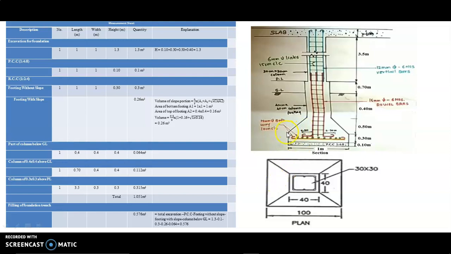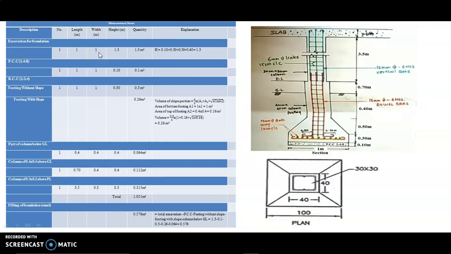For finding the excavation of foundation, we already know that we require number, length, width and height. So first we have to find the length, width and height. Here number is 1, that's why we write N is equal to 1. Here length is equal to 1, clearly mentioned in our plan. Our plan is 100 centimeter by 100 centimeter, that's why we take length is equal to 1 and width is equal to 1.